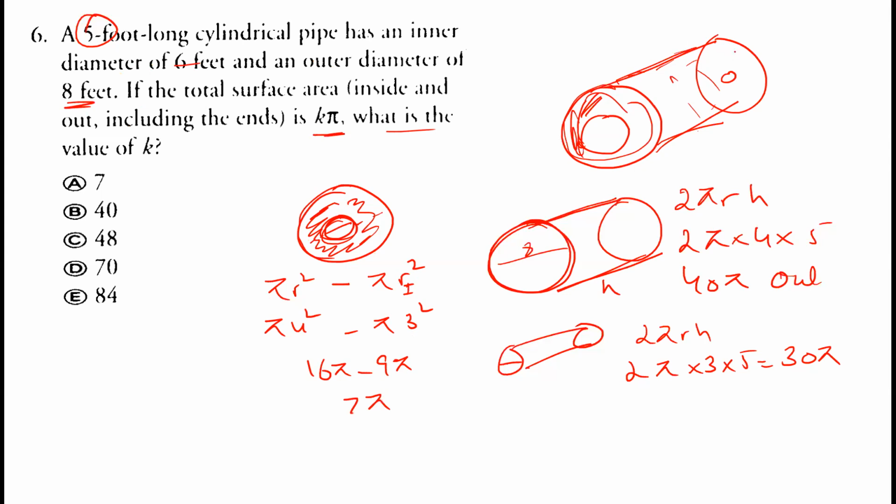But be careful that we have two sides to it. So 7 pi for this side and 7 pi for this side. So total surface area, the bottom would be 14 pi. So 40 plus 30 is 70. 70 plus 14 is 84 pi. So K would be 84. So the correct option is E.